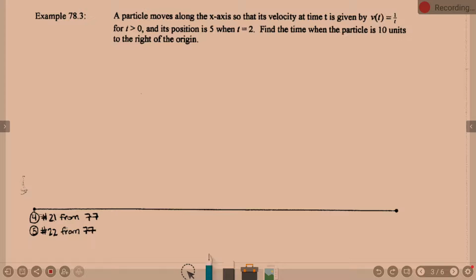Okay, a particle moves along the x-axis, so that its velocity at time t is given by v of t equals 1 over t for t greater than 0. So notice they are restricting t to be greater than 0, positive. And its position is 5 when t equals 2. Find the time when particle is 10 units to the right of the origin.